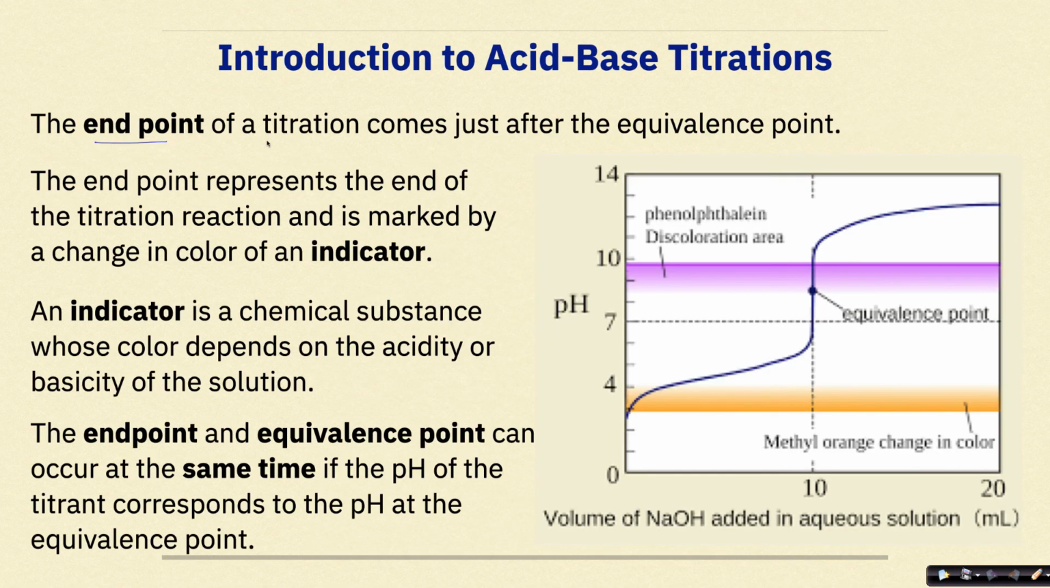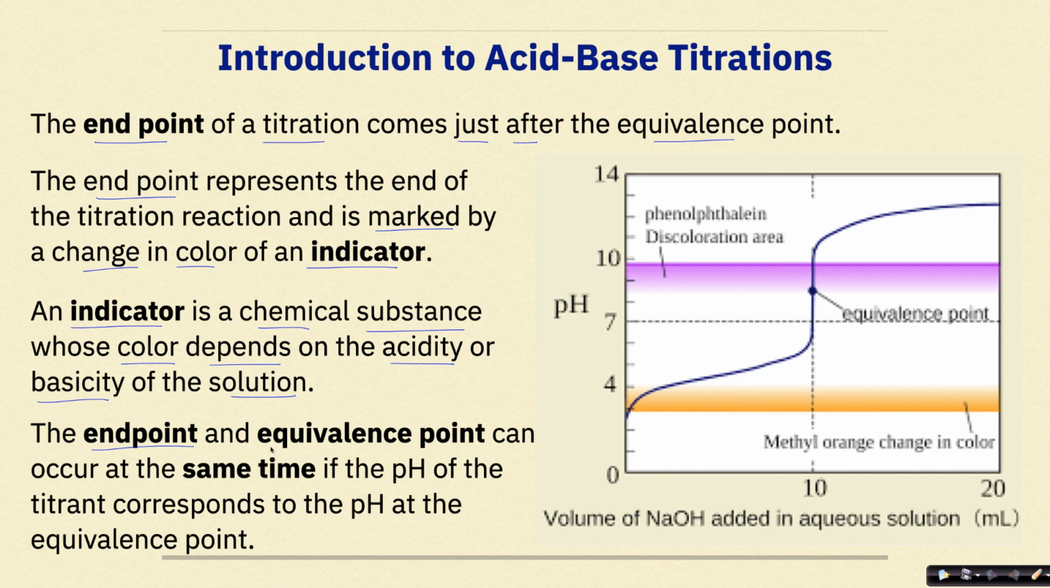The endpoint of a titration comes just after the equivalence point. The endpoint represents the end of the titration reaction and is marked by a change in color of an indicator. An indicator is a chemical substance, usually a weak acid or base, or a mix of them, whose color depends on the acidity or basicity of the solution.